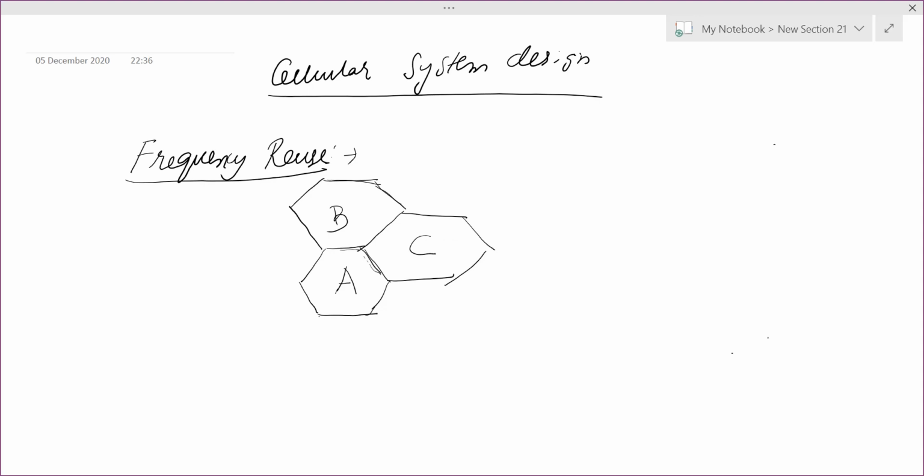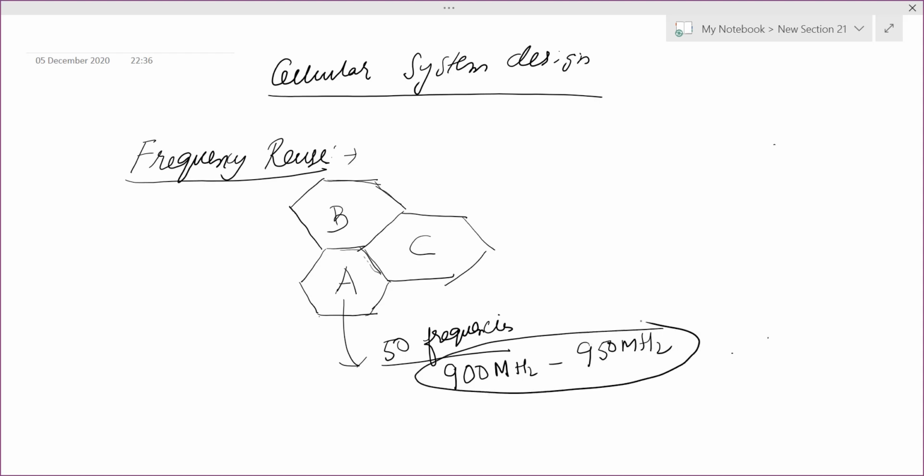Now suppose you allocate maybe some 50 frequencies to base station A. It's an example. As an example, in GSM you have 900 megahertz to, say, suppose you have 950 megahertz available. So in this range you can give any frequencies. Suppose out of this you give 50 different frequencies to A. What does that mean? That at a time 50 people can call and communicate with the base station. They will be allocated 50 different frequencies.